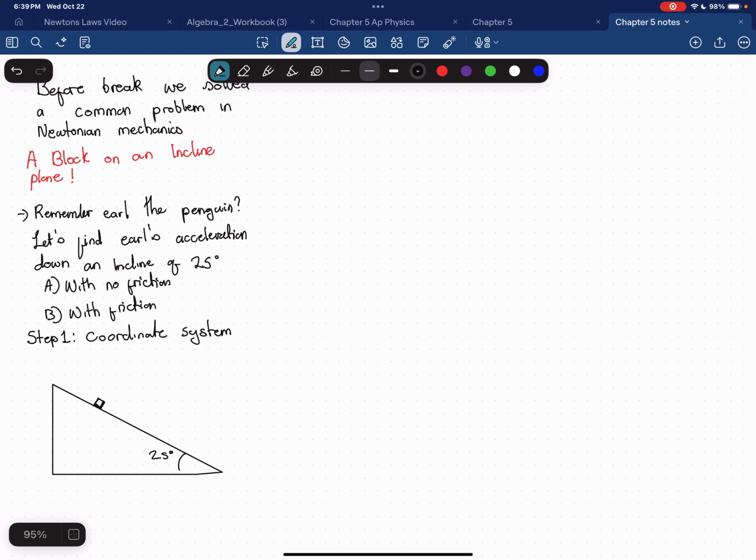So a little box. That's Earl. I don't need to spend time drawing a penguin, and I can just draw a box to represent Earl.